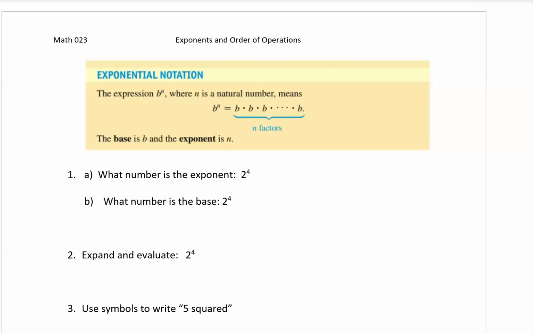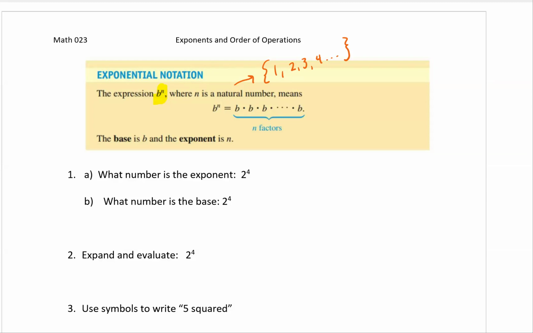Exponents and order of operations. Exponential notation. The expression b to the n, where n is a natural number, means b to the n is equal to b times itself as many times as you have n. So first, let's make sure we understand what natural numbers are. Those are the numbers contained in the set 1, 2, 3, 4, and so on. The base is b, and the exponent is n.